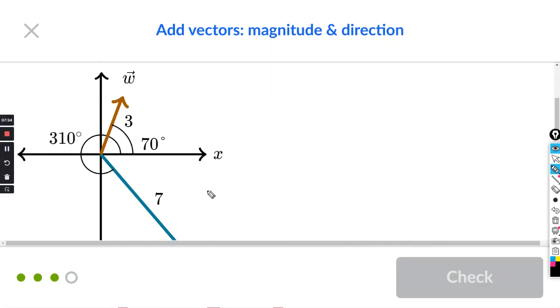Alright, one more. This time I won't use the table. Okay, so I'm going to do the sum. This is a Greek letter sigma. The sum of the x components. The first one for the vector w, the magnitude is 3. And the angle for w is 70 degrees, so it's going to be cosine of 70 degrees.